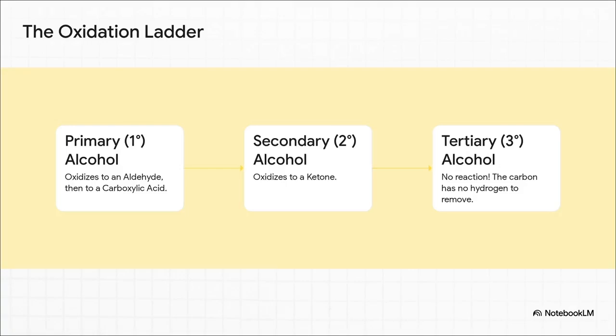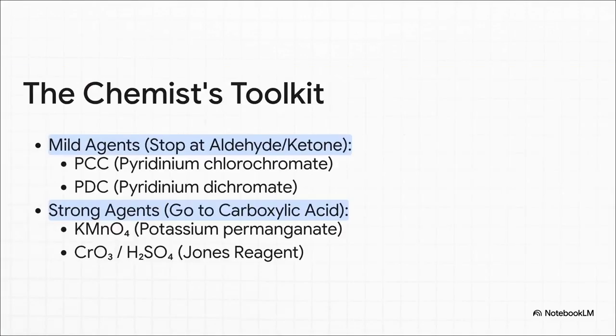A secondary alcohol only has 1 of those hydrogens, so it climbs 1 step and stops at the ketone. And a tertiary alcohol? Well, it has no hydrogens on that central carbon to remove, so nothing happens. It just doesn't react. And this brings us right back to our chemist's toolkit.